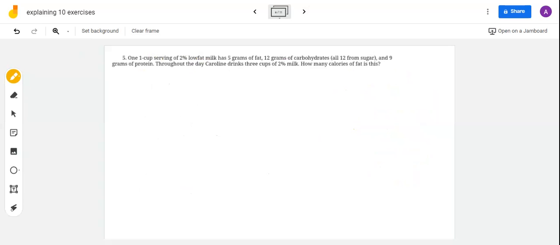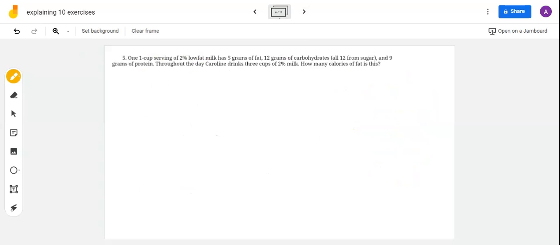1 cup serving of 2% low-fat milk has 5 grams of fat, 12 grams of carbohydrates, all 12 from sugar, and 9 grams of protein. Throughout the day, Caroline drinks 3 cups of 2% milk. How many calories of fat is this?